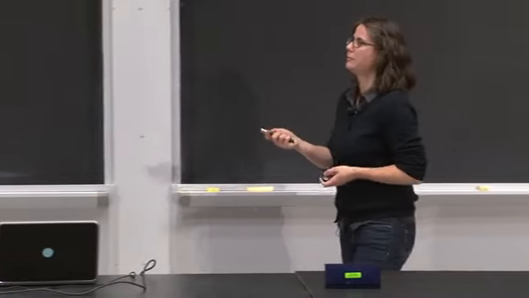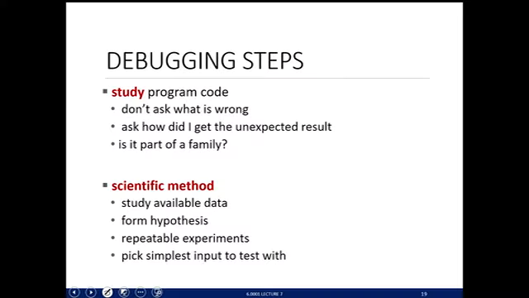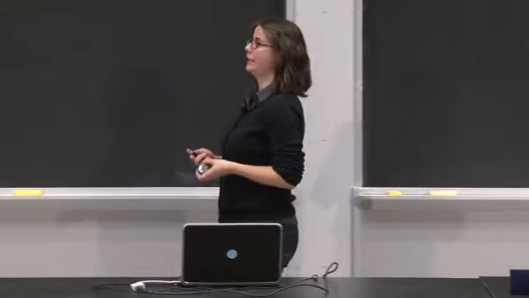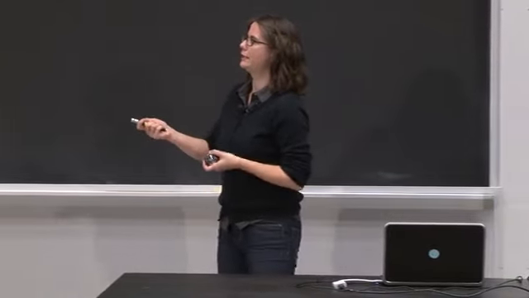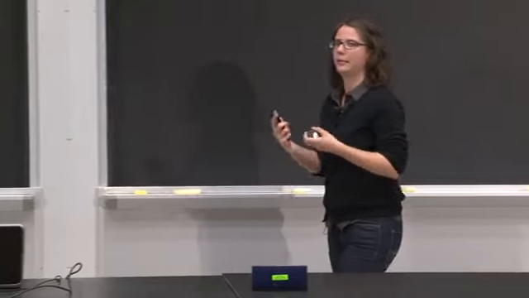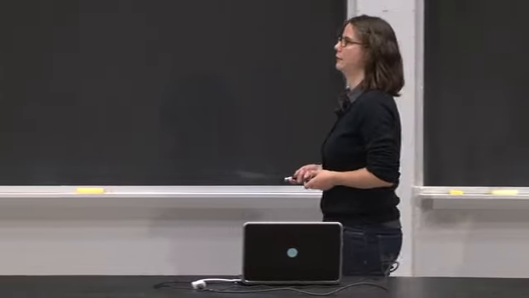So the general debugging steps is to study the program code. Don't ask what is wrong, because that's actually part of the testing. So your test cases would have figured out what's wrong. The debugging process is figuring out how the result took place. And since programming and debugging is a science, you can use the scientific method as well. So look at all the data, that's your test cases, figure out a hypothesis, maybe say, oh, maybe I'm indexing from 1 instead of 0 in lists, for example. Come up with an experiment that you can repeat, and then pick a simple test case that you can test your hypothesis with.